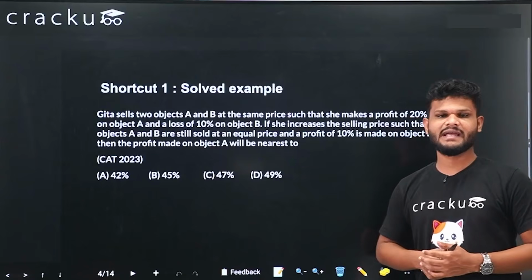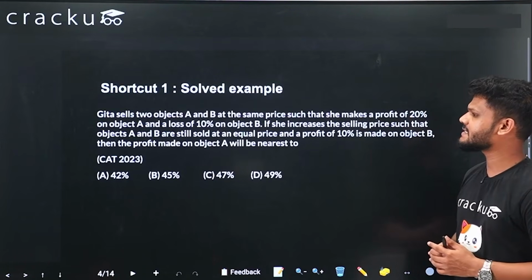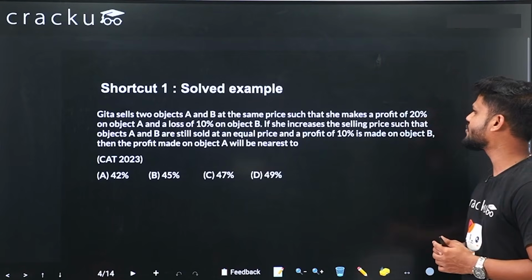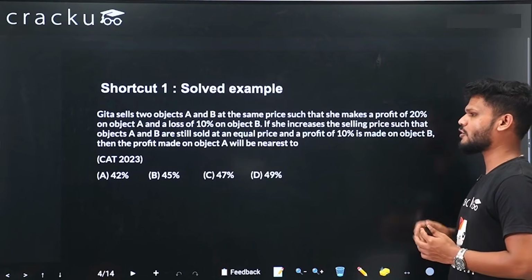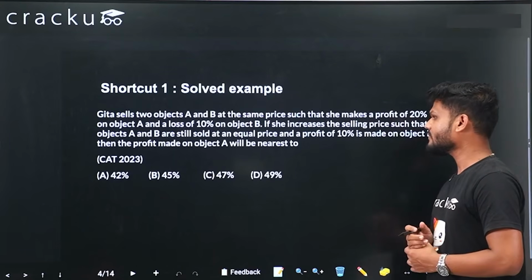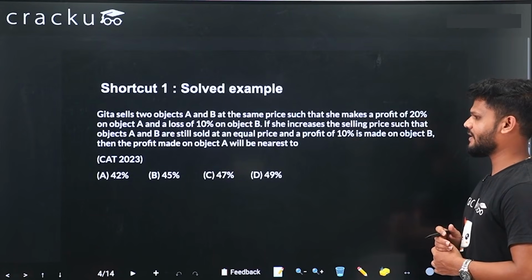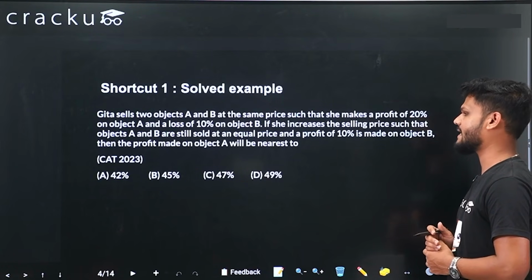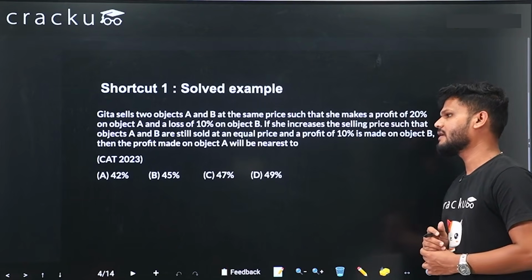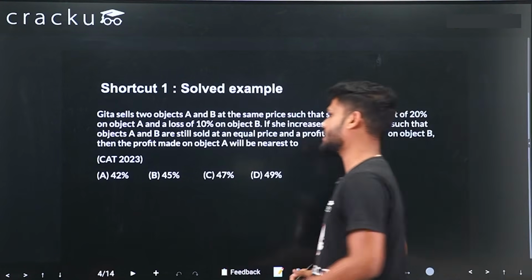This question came in CAT 2023. Geeta sells two objects A and B at the same price such that she makes a profit of 20% on object A and a loss of 10% on object B. If she increases the selling price such that objects A and B are still sold at an equal price and a profit of 10% is made on object B, then the profit made on object A will be nearest to?